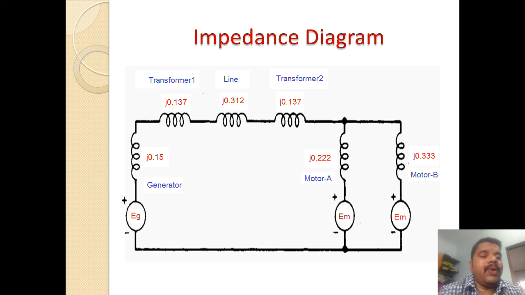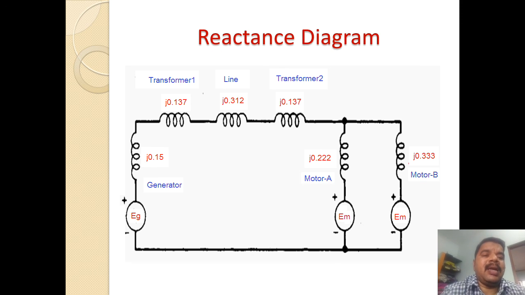Similarly, we are now going to draw the reactance diagram. The impedance diagram and reactance diagram for this problem will be equal, because all are reactance values. Already I told you the difference between the two: in the impedance diagram any resistance will be there, while in the reactance diagram we neglect it. In the impedance diagram any load is drawn, while in the reactance diagram there is no load. So the difference is that you neglect the resistor as well as the load. Those are the two important points.